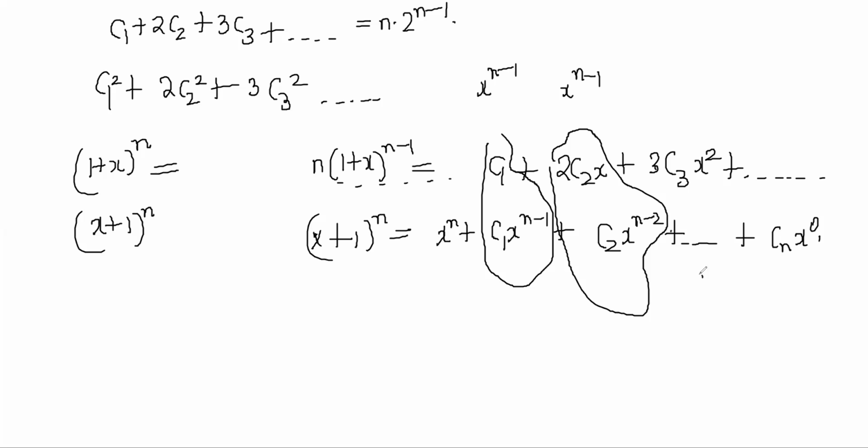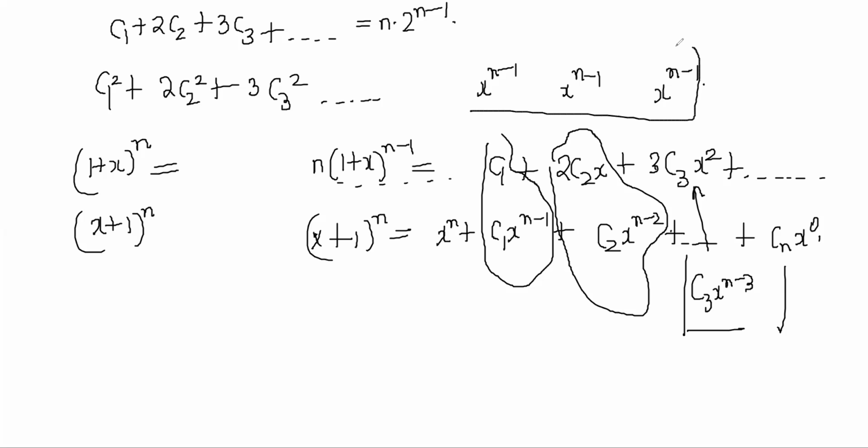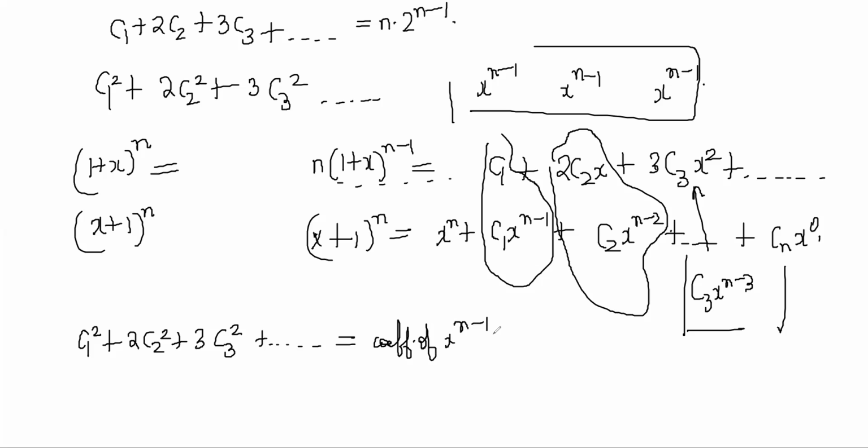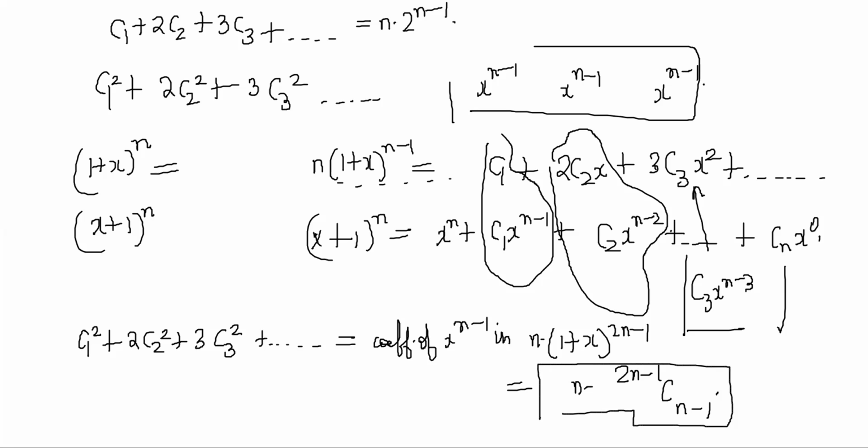And this and the third one will be c3 x power n minus 3, right? This and this multiplication will be x power n minus 1 again. So the coefficients of x power n minus 1 are coming out to be c1 square plus 2c2 square plus 3c3 square and so on. It is the coefficient of x power n minus 1 in the expansion of n into (1 plus x) to the power 2n minus 1. So that will be n into 2n minus 1 C n minus 1, right? That is what was supposed to be found. That is the answer of this series. Yes.